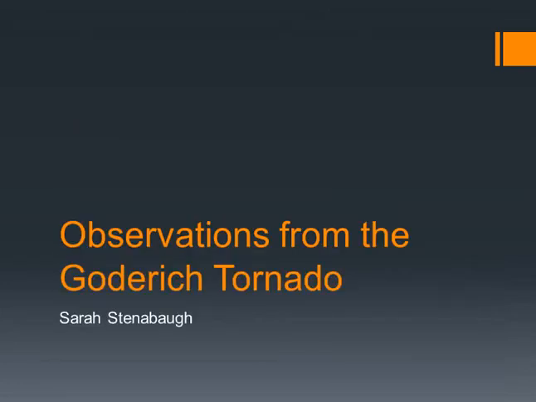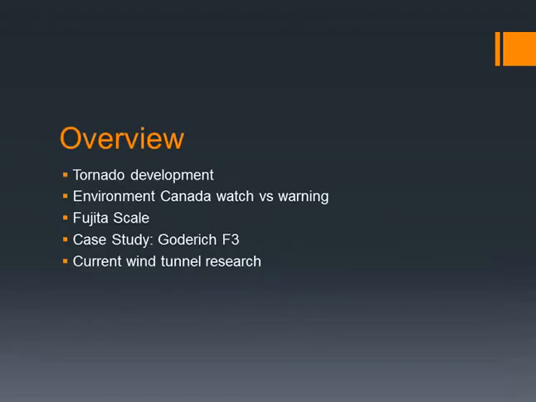Before I talk about the actual damage survey that I did in Goderich, I'm going to take a step back and talk about how tornadoes develop. So what conditions are required for them to form. Environment Canada issues watches and warnings. What's the difference and how can we learn from them?